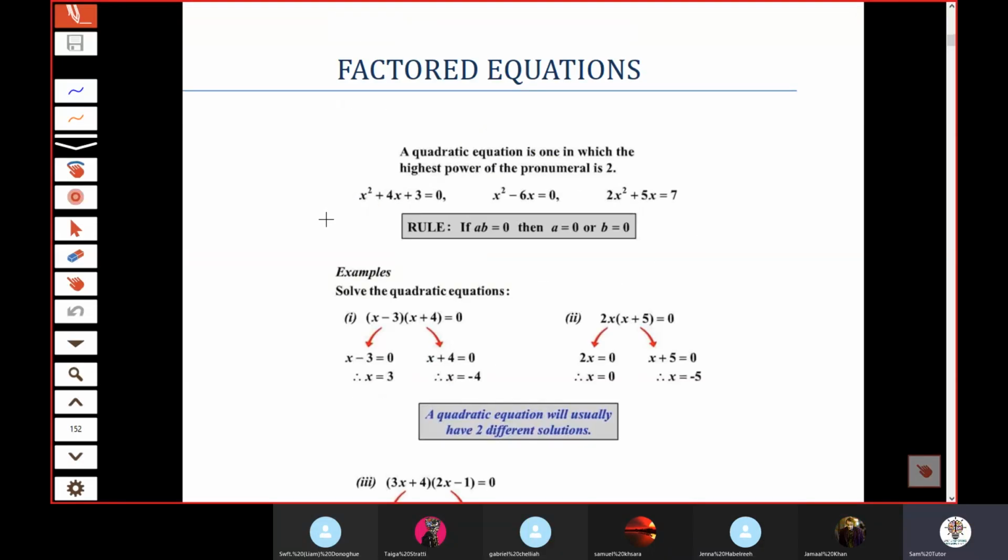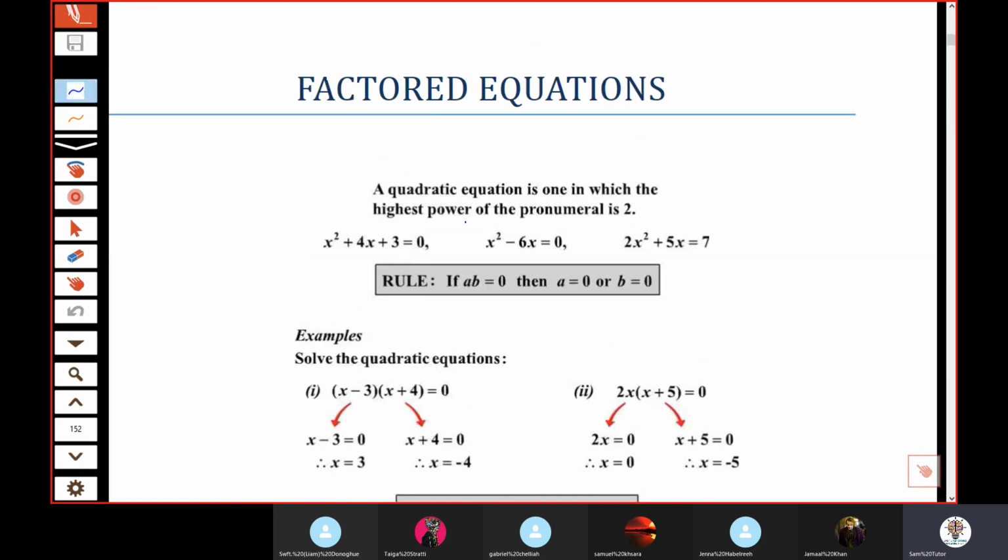Very, very easy at the moment. A quadratic equation is one in which the highest power of the pronumeral is 2. So a quadratic equation has a highest power of 2.